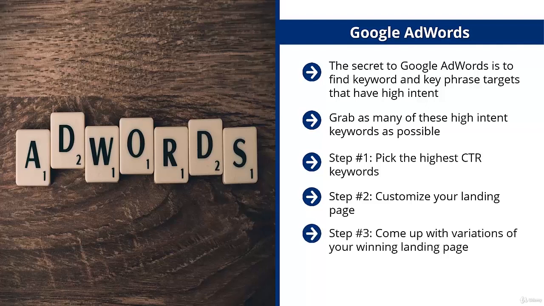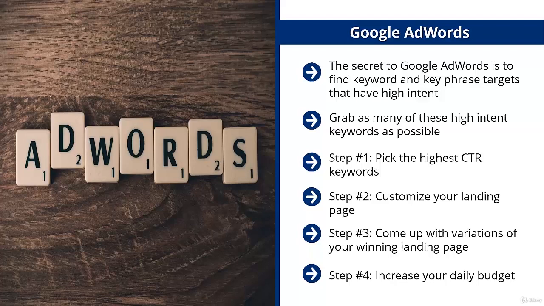Step number 3, come up with variations of your winning landing page. Come up with variations of your winning landing page on an element-by-element basis. Start with the headline, then the body, graphics, and call to action. With each test, come up with different variations. Pick the winning variation that converts the most, and once you cannot improve an element's results any further, move on to the next element. Step number 4, increase your daily budget.